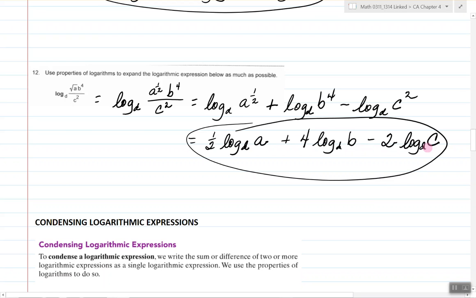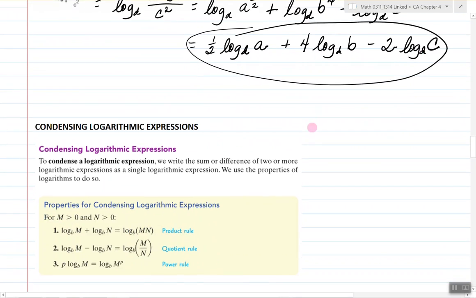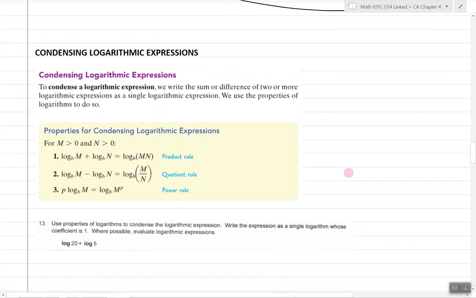So it has been expanded. This is called condensed form, one argument. This is called expanded form, many different terms, each argument a single character. All right, now we're going to go in reverse. We're going to condense the logarithms.